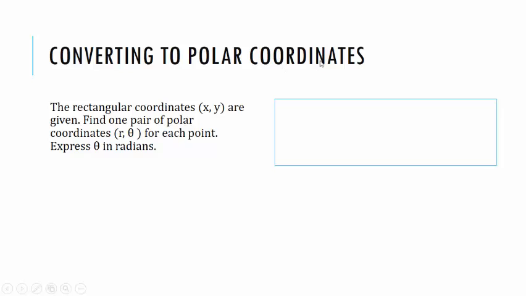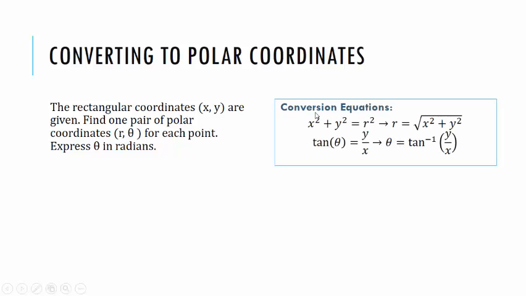To convert to polar coordinates, this would mean that you may be given rectangular coordinates, and you now need to find polar coordinates r comma theta. We will use the last two conversion equations that I had on the slide previously. If your ordered pair x is equal to negative 5, y is equal to negative 5, you will plug that in for x and y and solve for r and theta.